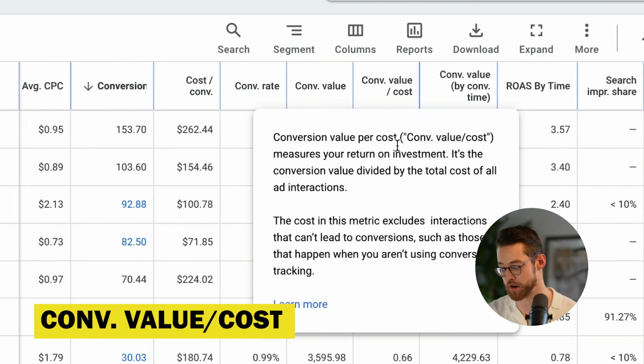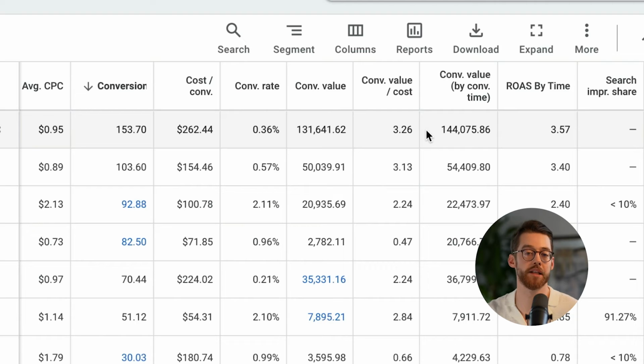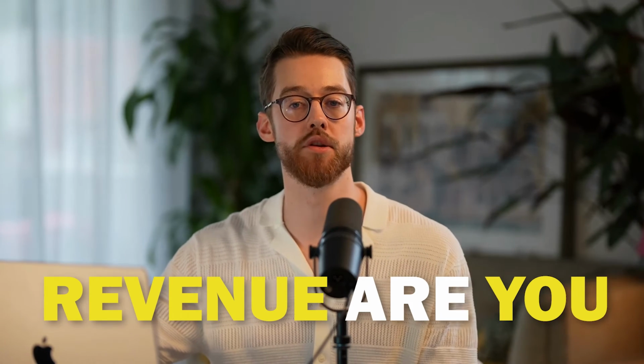So this is a standard column that you can pull up, and this is basically your return on ad spend. For every dollar that you're spending on ads, how much revenue are you producing in your campaigns? This is absolutely crucial, especially when you're trying to drive profitable revenue, when you know your margins and you know what return you need in order to be profitable, and then you can make sure that your campaign is staying on track at that return as you continue to grow.